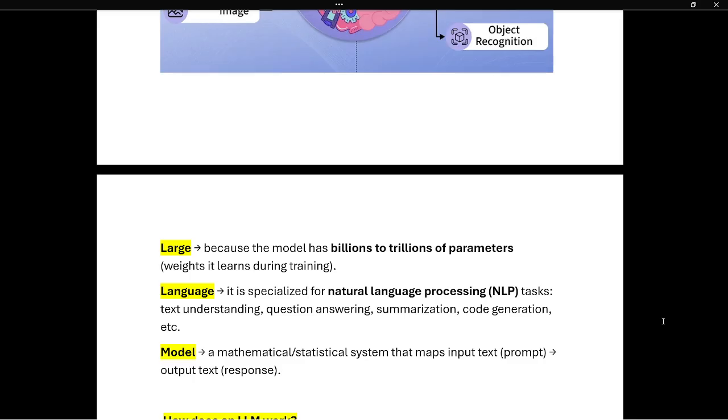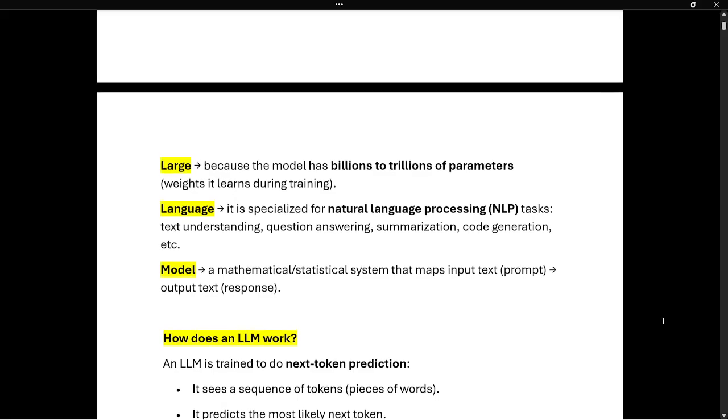So LLM has three things: large, language, and model. Large is billions or trillions of parameters on which it is getting trained, language is natural language, and model is the mathematical thing, basically the transformation.